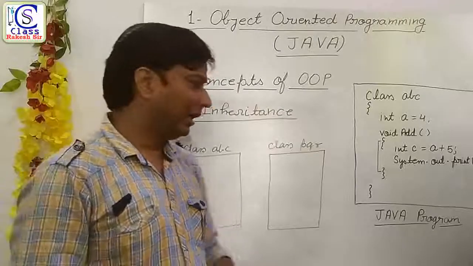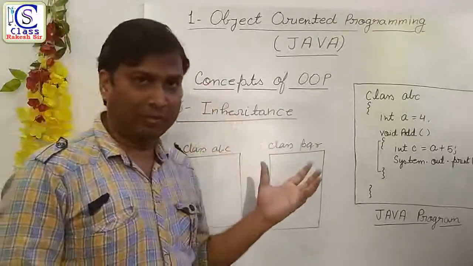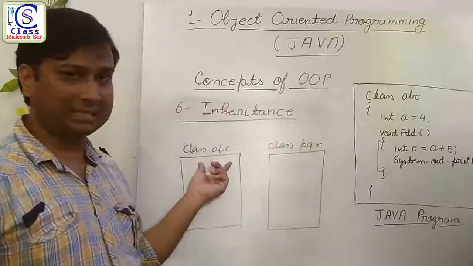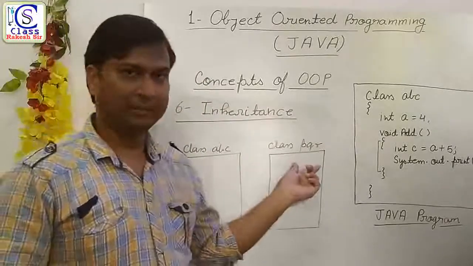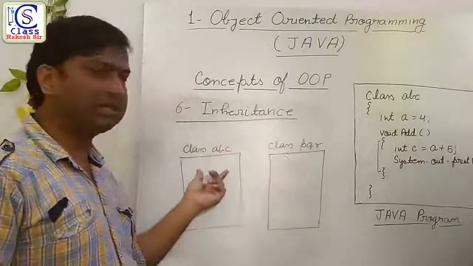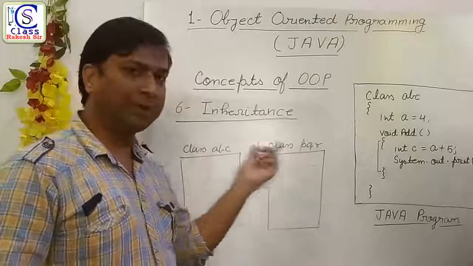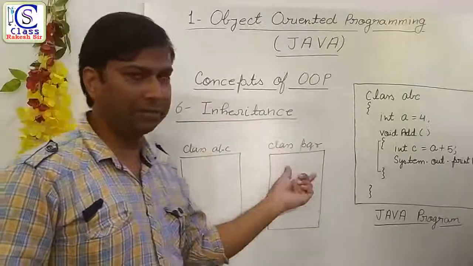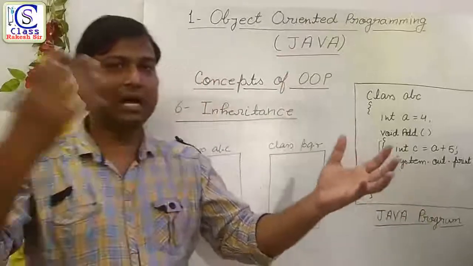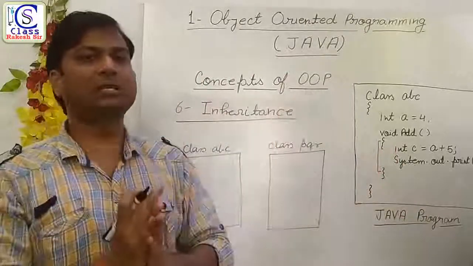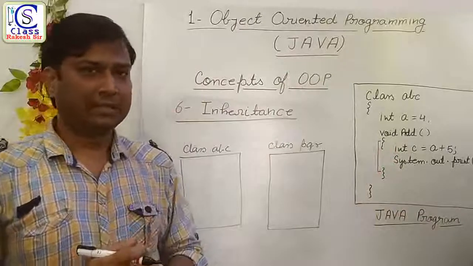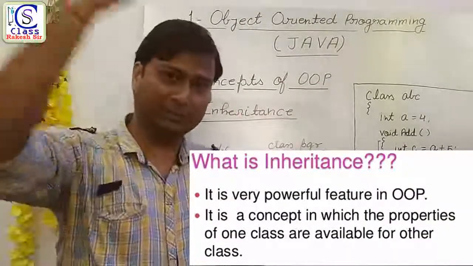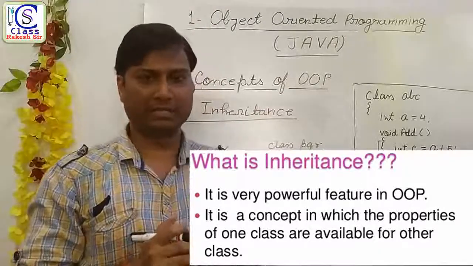Just look here. If in our Java program we are creating more than one class, let's take an example. I have a class ABC and a class PQR. If class ABC is using PQR's property, or class PQR is using ABC's property, it means one class is using another class's property. This concept is known as inheritance. So in inheritance, when any one class uses any other class's property, that is known as the inheritance technique.